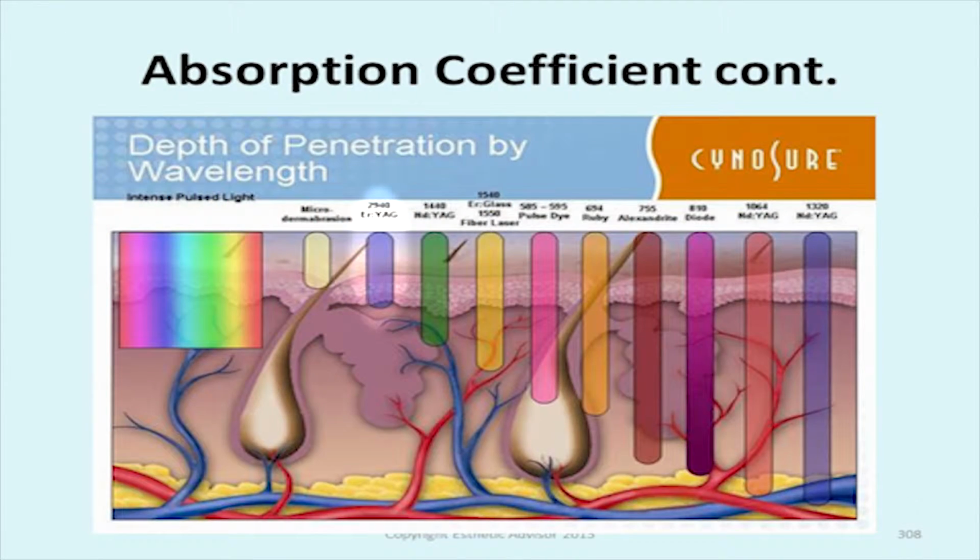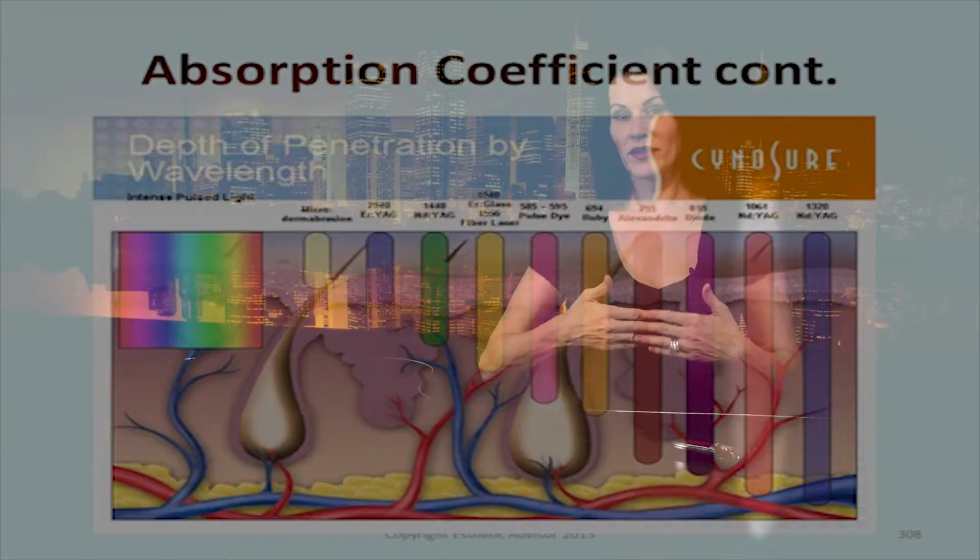So let's look at the different lasers that we have. We've got our erbium YAG, our glass fiber erbium, our pulse dye laser, a ruby laser, alexandrite, a diode, and an Nd:YAG. Now, these wavelengths of light are attracted to different things in the body. And when we understand what the attraction is, we'll know what we can actually do with it.